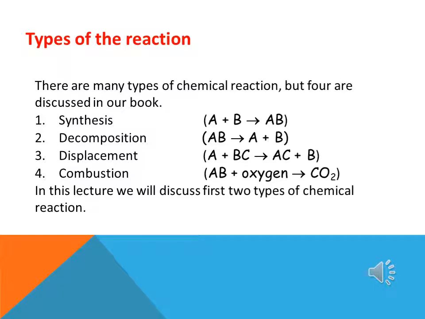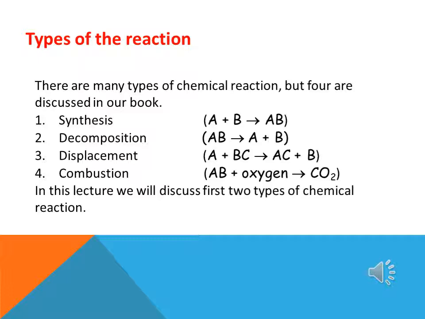Let us now start today's lecture, which is about types of chemical reactions. I will try to explain the types of chemical reaction here with supposed reactants and products. I use letters of the English alphabet to make it easier to understand. Listen to me attentively. If you listen with full concentration, you can easily understand the whole topic. There are many types of chemical reaction, but 4 are discussed in our book.